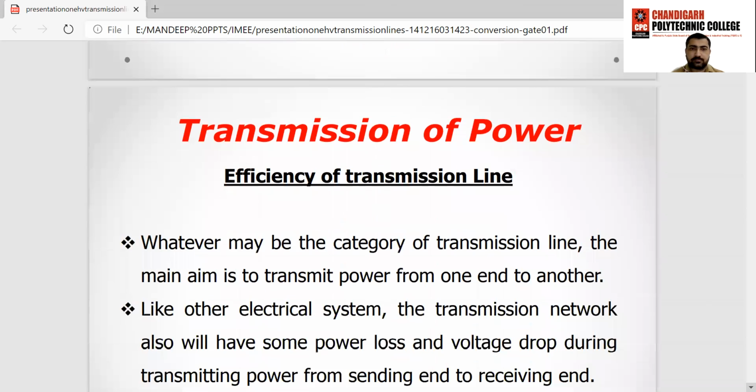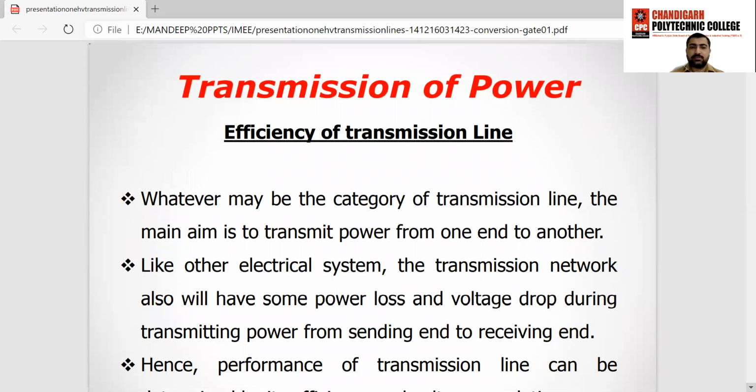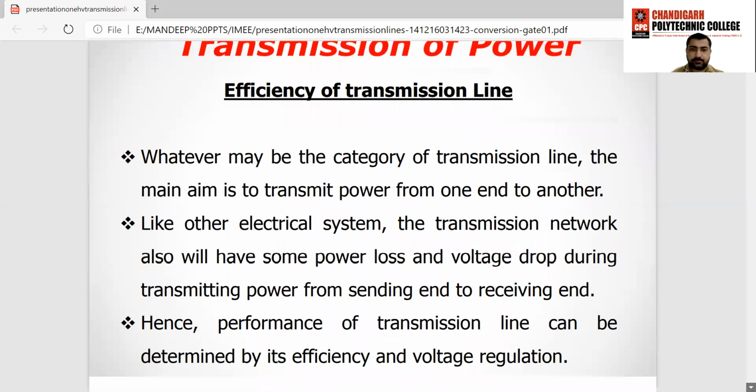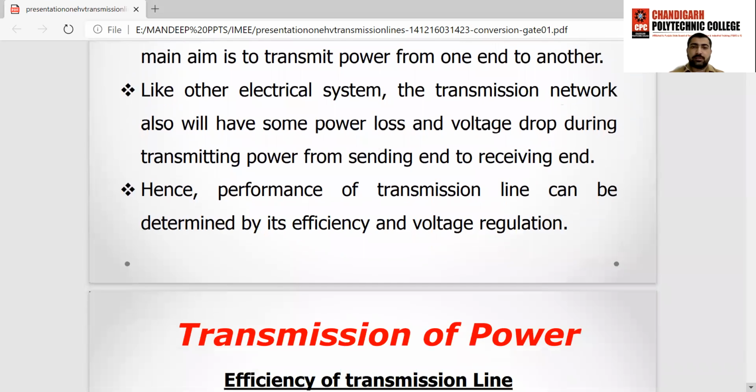Efficiency of transmission line. Whatever may be the category of transmission line, the main aim is to transmit power from one end to another. Like other electrical systems, the transmission network also will have some power loss and voltage drop during transmitting power from sending end to receiving end. So, performance of transmission line can be determined by its efficiency and voltage regulation.